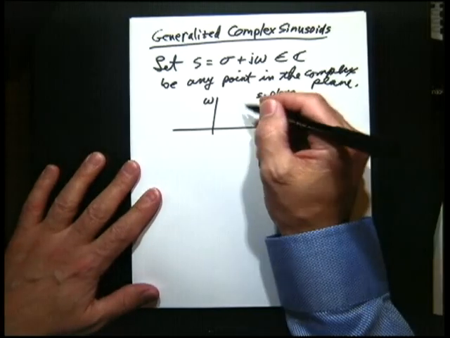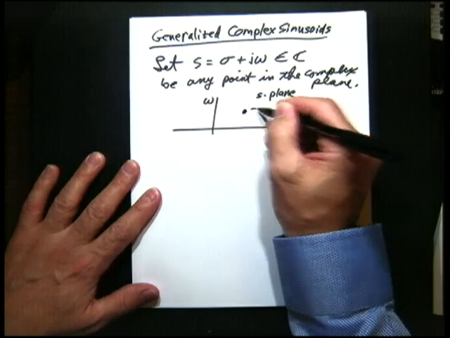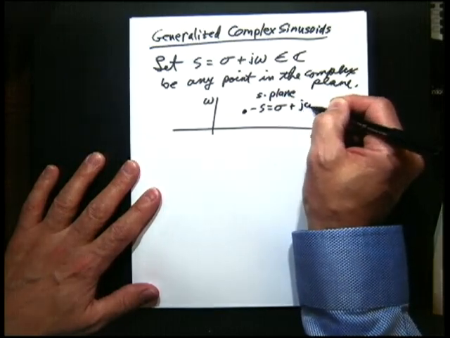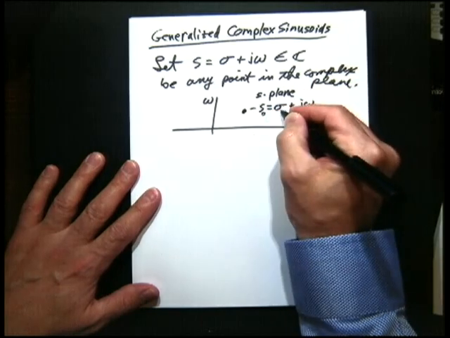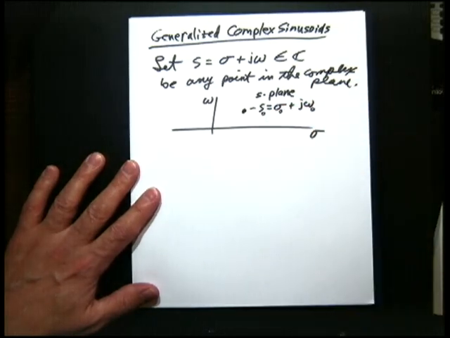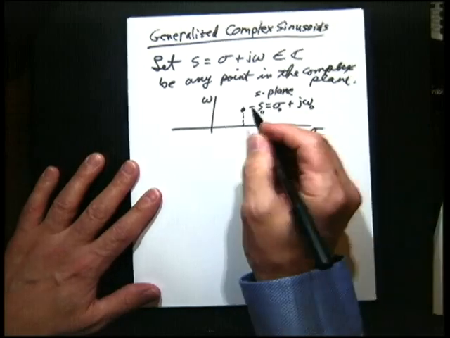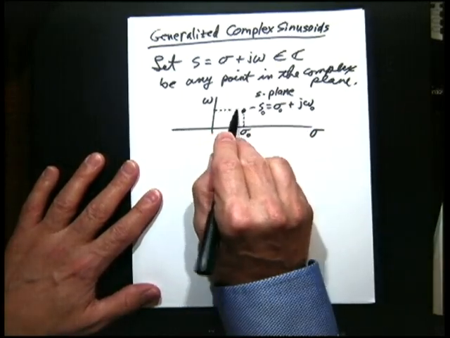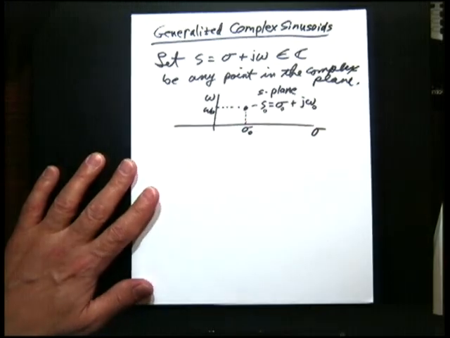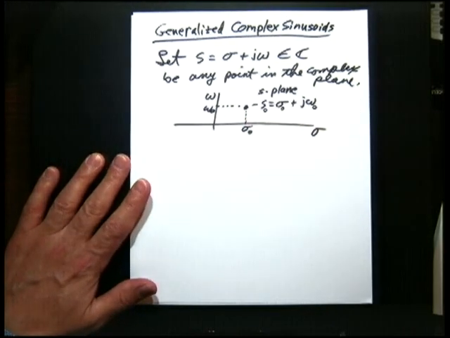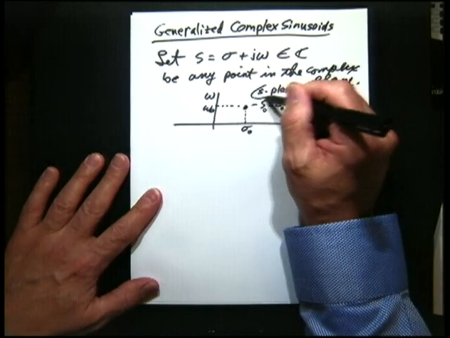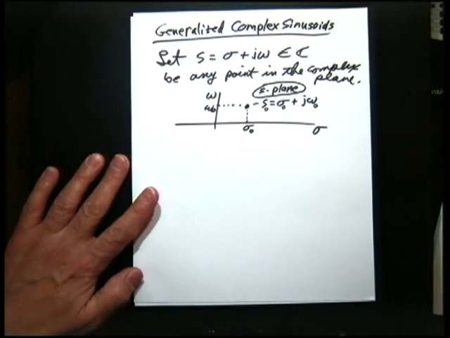All right, so let's let this be a particular S. So that's S equals sigma plus j omega. And maybe I'll give it a subscript so there's no confusion about the general sigma. So this would be sigma 0 here, and then here is omega 0. So those are just the coordinates of S0. All right? We'll put this in a circle to keep it separated.